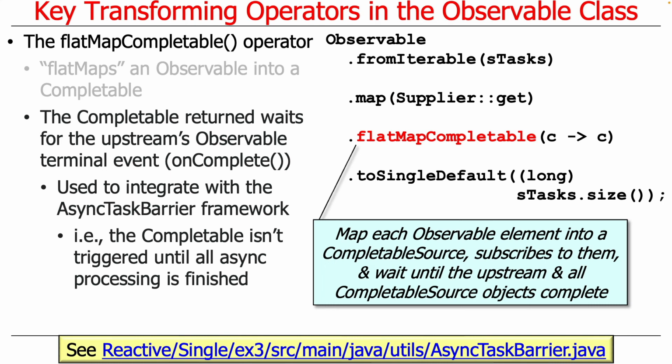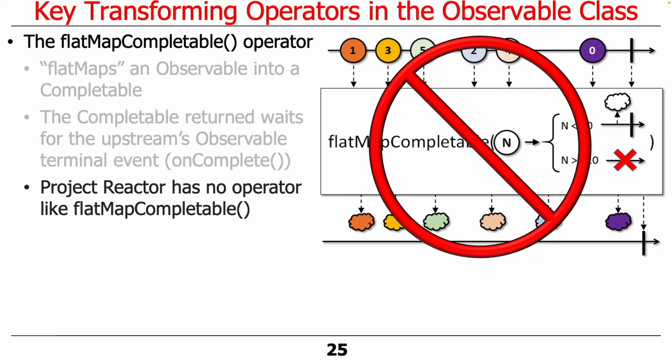If you take a look at the implementation of async task barrier, which we will do at some point when we get a little further along, you can see that it takes the list of tasks to run, runs them all, and then uses flatMapCompletable to wait for them all to be finished, and it gets a completable back, which doesn't yield a value. It just says everything's done, and then at that point, we can go ahead and wrap things up. So we'll take a look at that when we look at the implementation later.